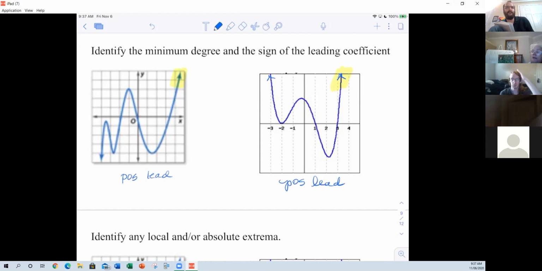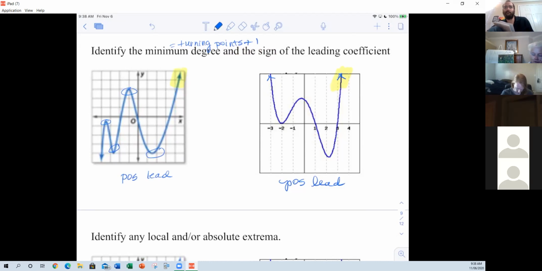Then the minimum degree, how do we find the minimum degree? What's that rule? Turning points plus 1. Okay, so what's the degree of this first one? Minimum degree 5. 5th degree, right? And the second one? 4.